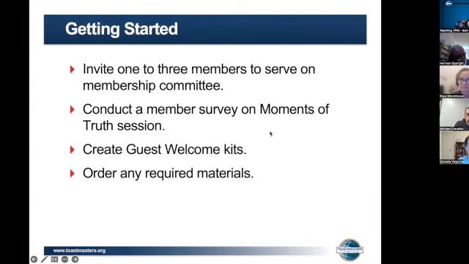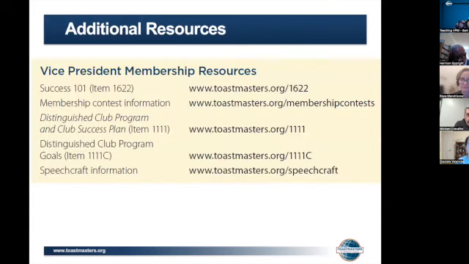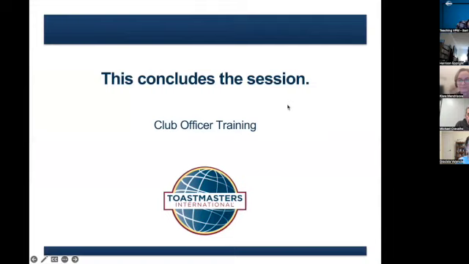Again, create those welcome kits, especially electronic ones if you could, and order any required materials that you might need to get to people. A couple resources that are in the manual for the Vice President of Membership. These are some of them. Success 101, How to Have Contests, the Distinguished Club Program, the Club Success Program, all these different things. But Toastmasters.org has so many wonderful resources. It can be overwhelming though. So come to me if you need specific resources and I can help you.